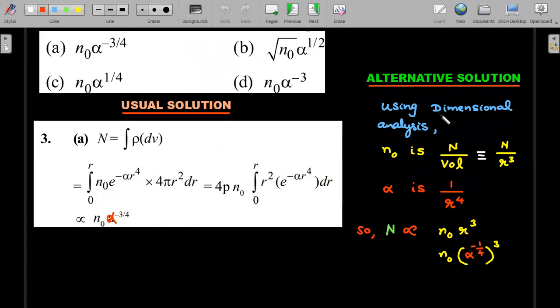But if you use dimensional analysis and associate the fact that whatever he gave is the number density, then n naught, that is in front of that function, has dimensions of number per unit volume. Volume can be written as r cube, proportional to. One more important thing: whenever you write e power something, that power should be dimensionless. Therefore, the value of alpha should have dimensions of 1 by r power 4, so that the product is dimensionless.